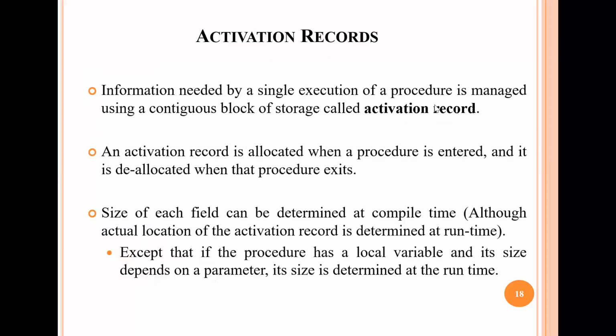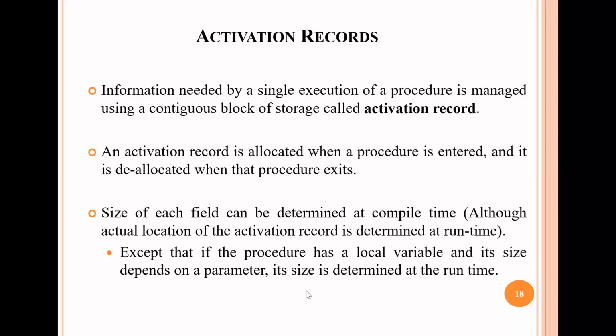Then next comes the activation record, the most important thing which we need to consider in compilers: how these activation records are generated and what the role of an activation record is. Information needed by a single execution of a procedure is managed using a contiguous block of storage called an activation record. An activation record is allocated when a procedure is entered and deallocated when the procedure exits.